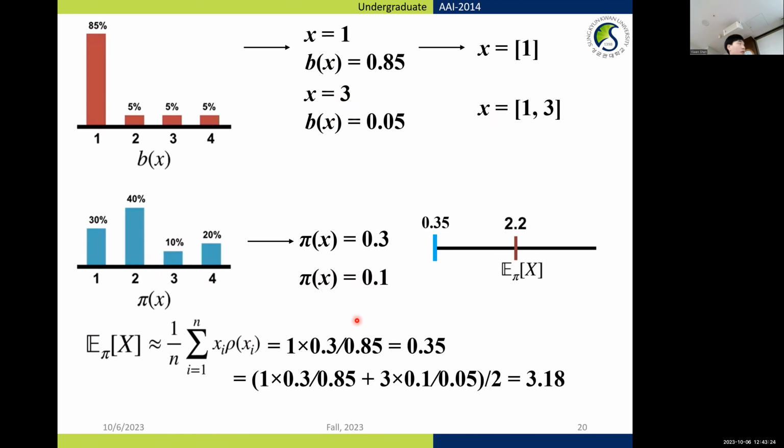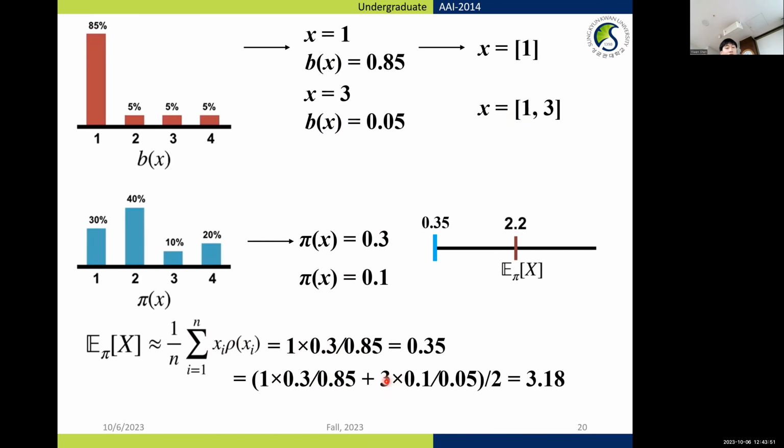Now with this, we can calculate the expectation of x under policy pi. Remember we need to sum all these values. The first one includes the history data, so 1 and 0.3 divided by 0.85, which is from the previous drawing.